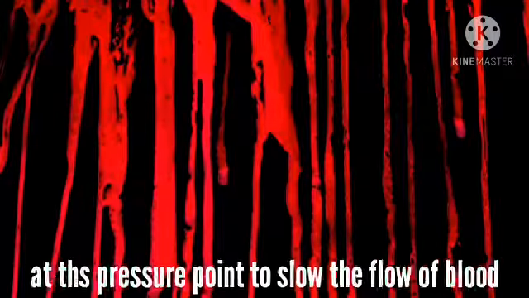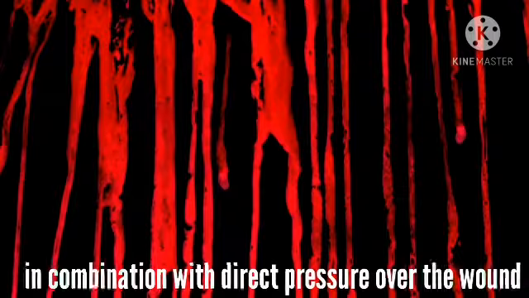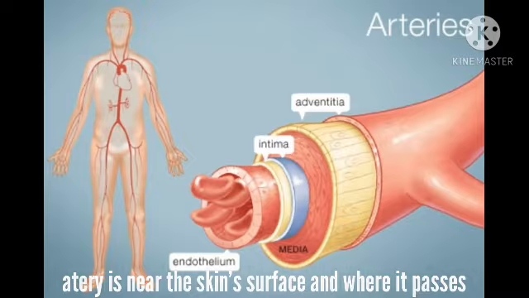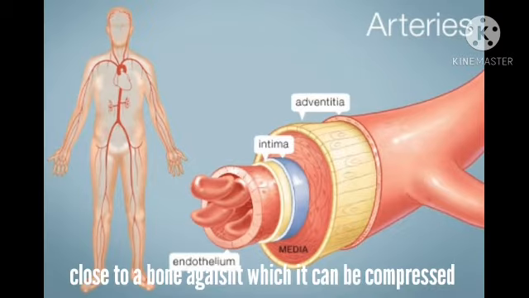Fifth, if bleeding still continues, apply pressure at a pressure point to slow the flow of blood, in combination with direct pressure over the wound. A pressure point exists where an artery is near the skin surface and where it passes close to a bone against which it can be compressed.